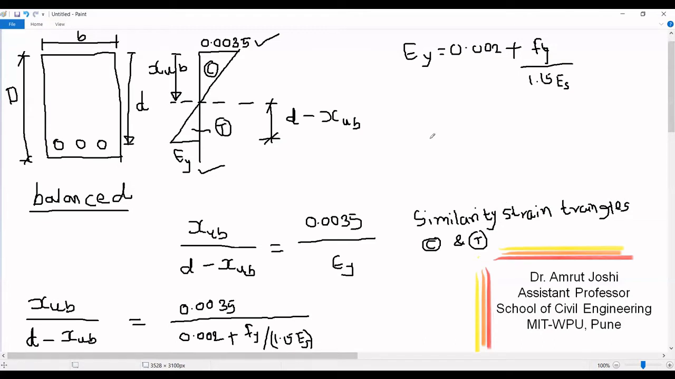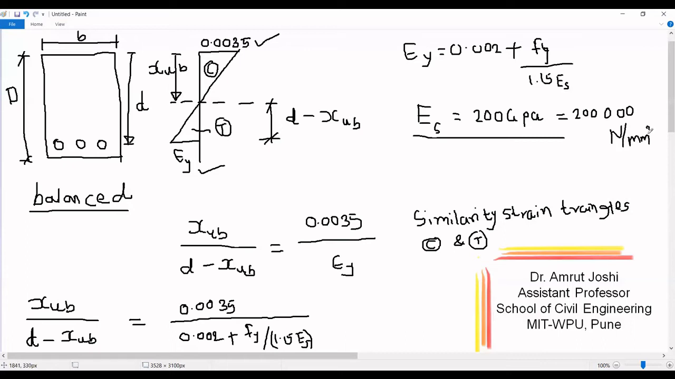Now, what is the value of E of steel? E is Young's modulus of steel and its value is 200 GPa, or 200,000 MPa. This MPa is Newton per mm square. So I have taken the value of Es as 200,000 MPa, which is a proven result. Now let us march to the next step.